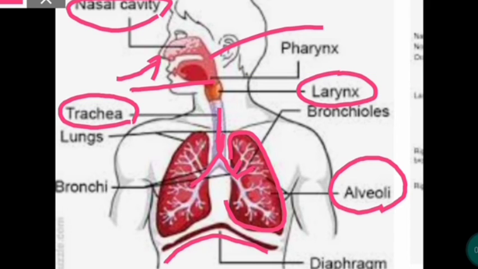This thoracic chamber is connected ventrally to the sternum, dorsally to the vertebral column, laterally to the ribs, and on the lower side by the diaphragm. That's about the human respiratory system.